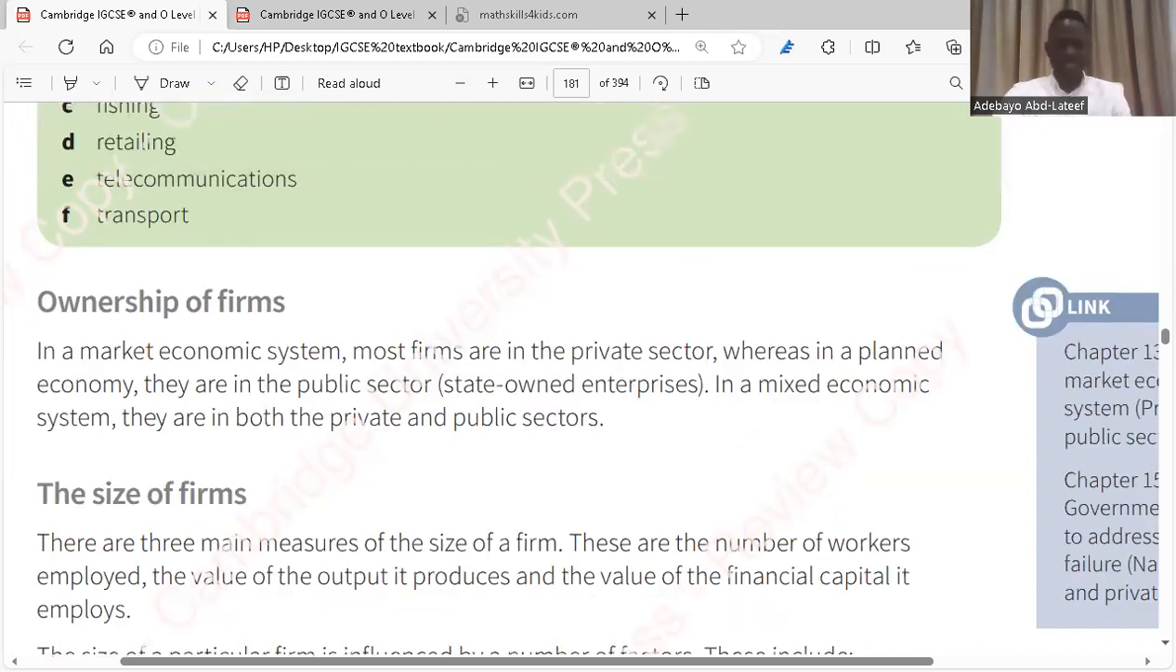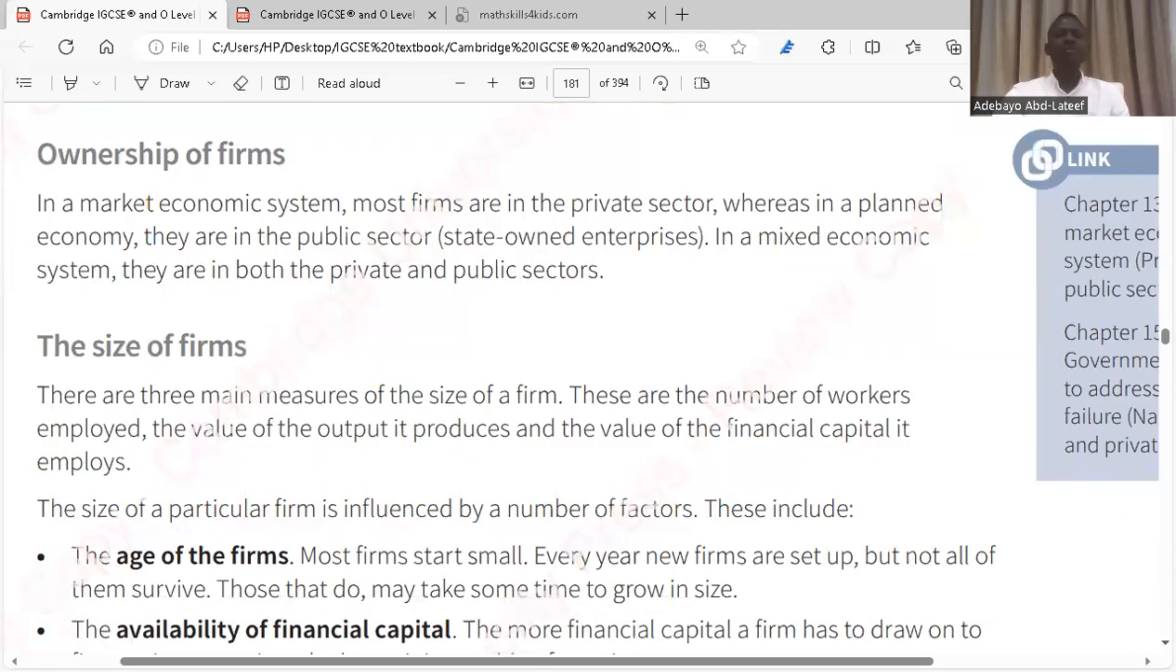Now go to the size and ownership of firms. No, we are talking about classification of firms now. You can classify firms based on the stages of production, which we have done. Now you can classify firms based on their ownership. So we're talking about classification of firms through ownership. We're talking about either the private sector or the public sector.